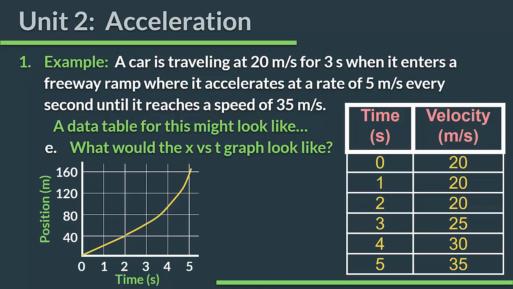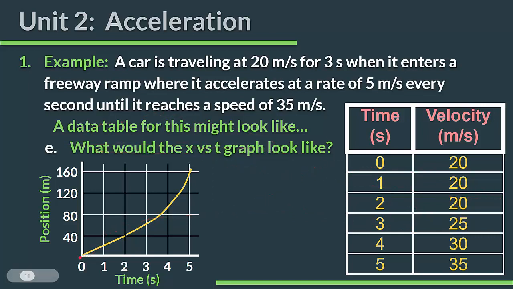So this is pretty much like the last example, except now I have 3 seconds of moving 20 meters per second before this starts to happen. Actually, I only have 2 here, but we're going to go with it. In my graph, it looks like 3. But it says a data table might look like this. What would the XT graph look like?